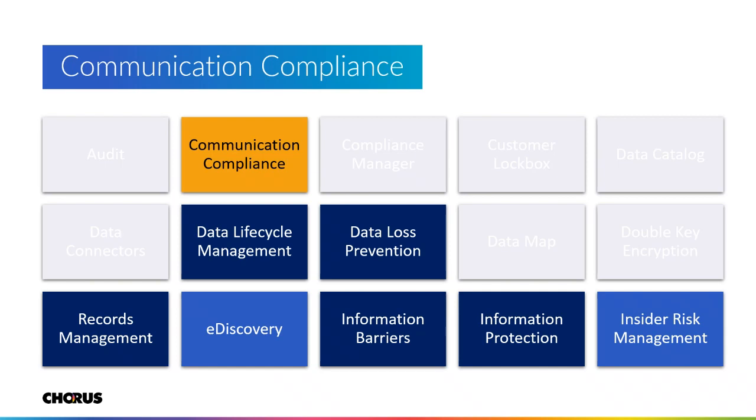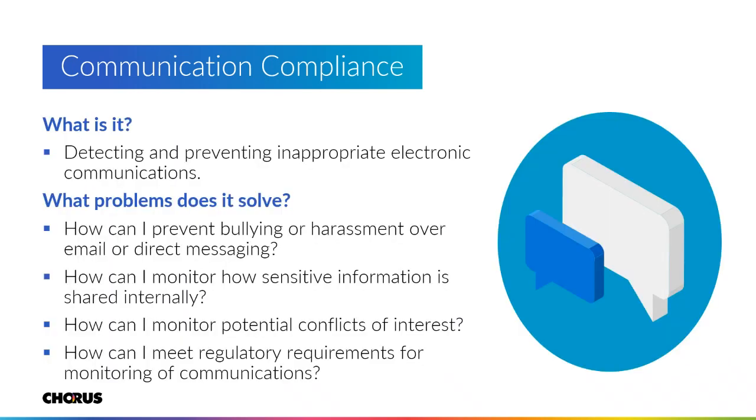Okay, so moving on to communication compliance. So communication compliance is all about detecting and preventing various different types of inappropriate electronic communications. So it allows you to monitor internal communications over email, over Teams chat, also over Yammer. You can also use connectors to import comms from third-party platforms. So if you're using things like Slack or WhatsApp, you can ingest those communications and apply policies to those as well.